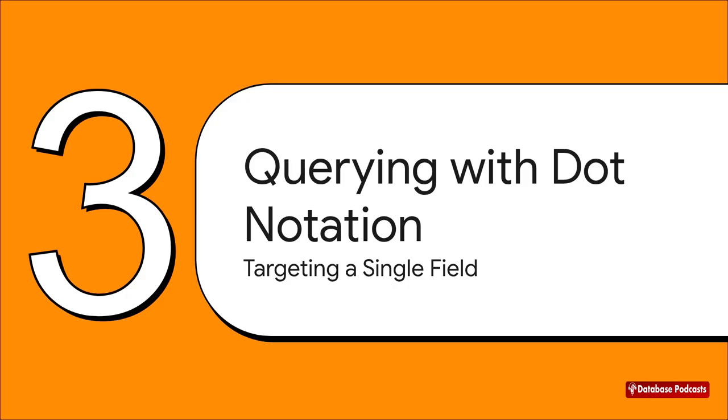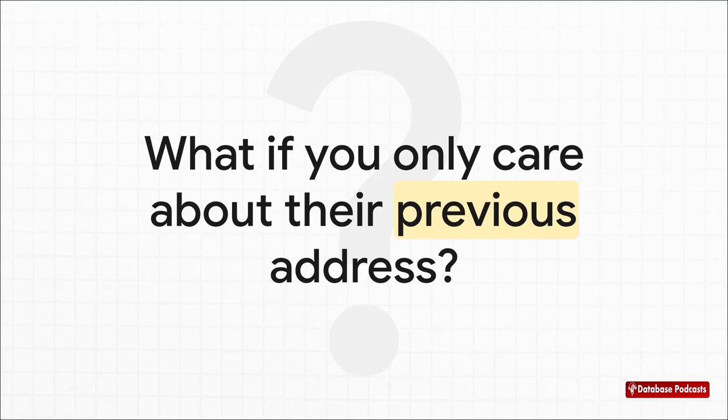So that exact match method is useful, but it's pretty rigid, right? What if you don't know the entire address? Or maybe you just don't care about the whole thing. What if you only want to find someone based on one specific piece of info inside that nested document? Exactly. Let's say we want to find everybody who used to live on Crescent Street. We don't care where they live now. Our old exact match query is totally useless here. We need a way to kind of peek inside that address document and just check one field.